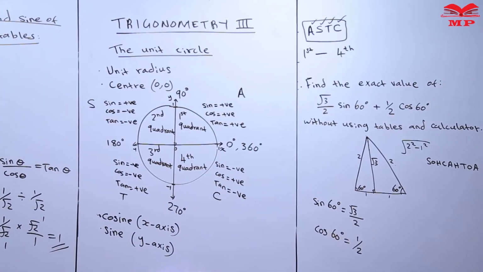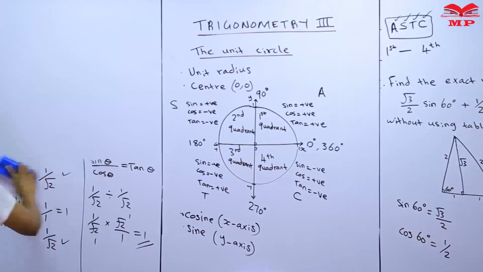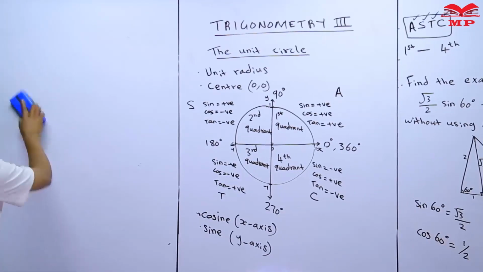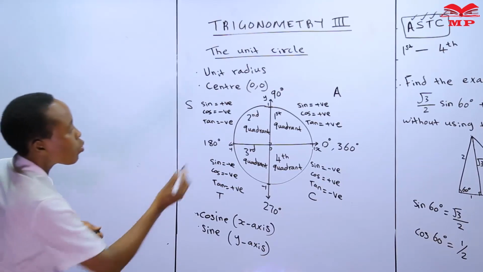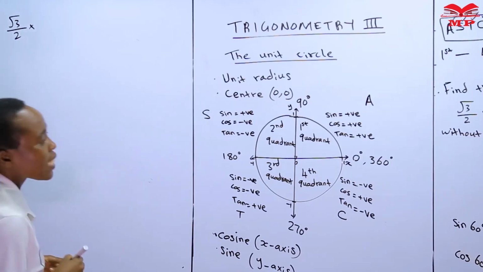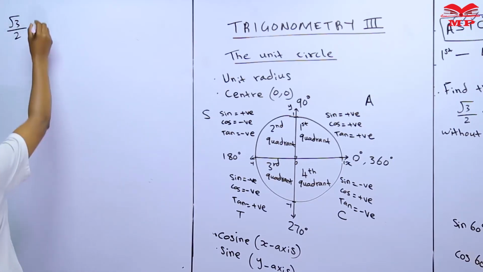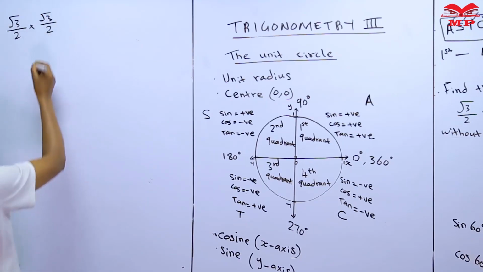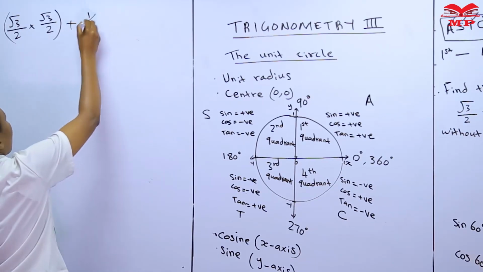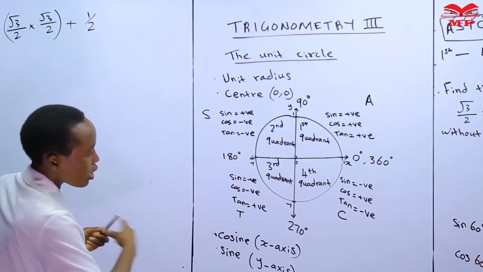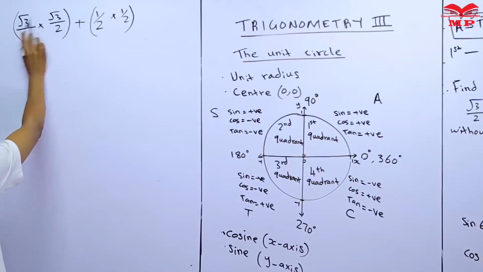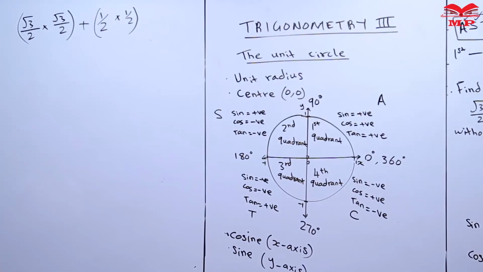We can get the exact value for the question given, since we now have cos 60 and we also have the sine 60. So we are going to have root 3 over 2 multiplied by sine 60, which is root 3 over 2 again, that's what we have, plus a half cos 60. Cos 60 is a half, so we are multiplying again by a half.